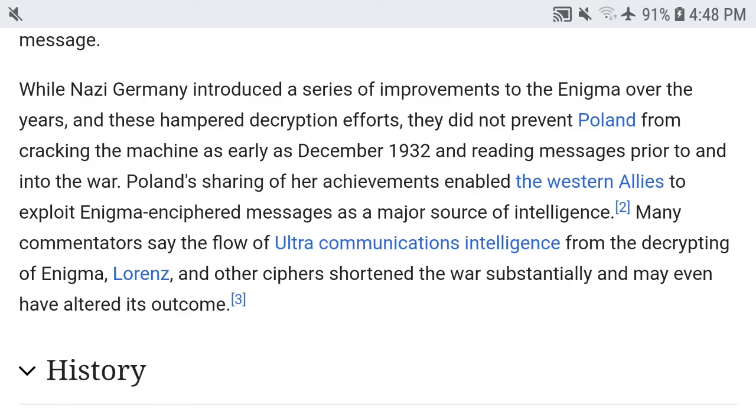Many commentators say the flow of Ultra communications intelligence from the decrypting of Enigma, Lorenz, and other ciphers shortened the war substantially and may even have altered its outcome.